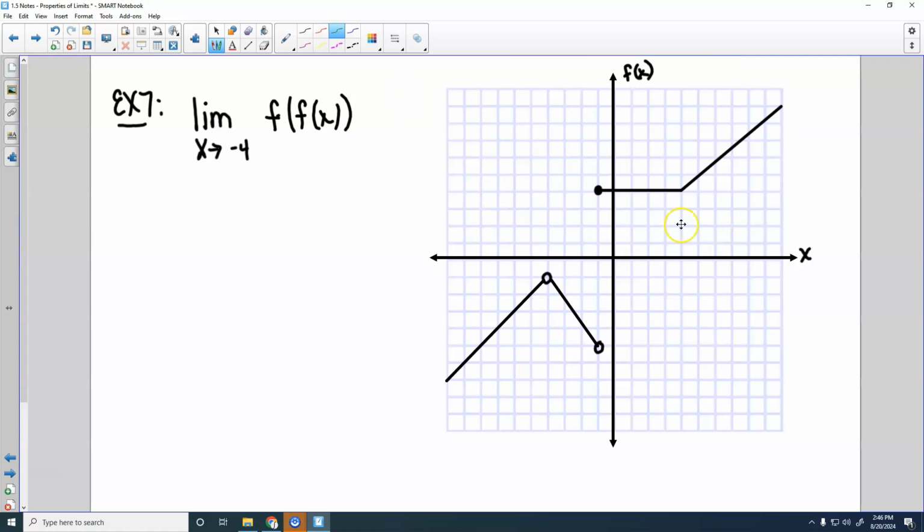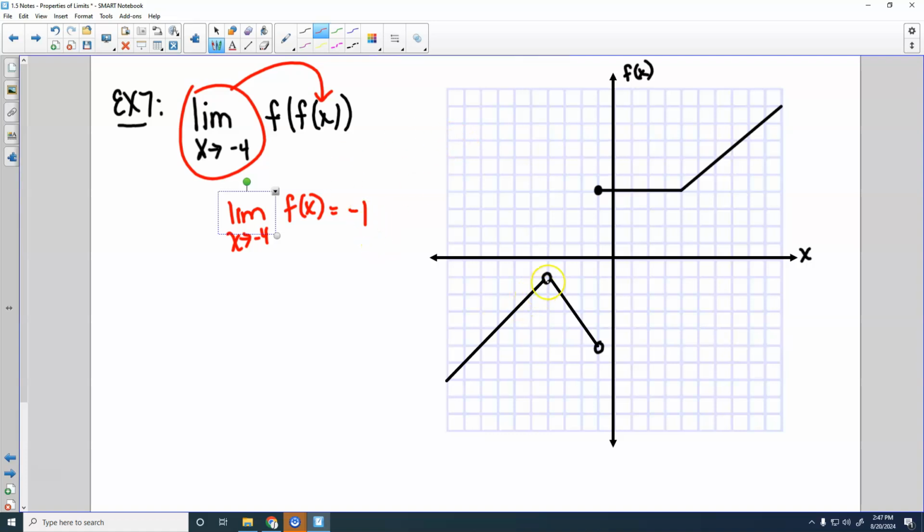All right, here is another one that's kind of weird. This one only gives us one graph. It's asking for f of f of x. So we're composing the function with itself, so we use the same graph both times. We need to take our limit of the inside part first. So we've got the limit as x approaches -4 of f of x. And what is the limit as x approaches -4 of f of x? It is -1. It's that open circle right there, but it's fine that it is an open circle, right? Because you can still have a limit at an open circle.